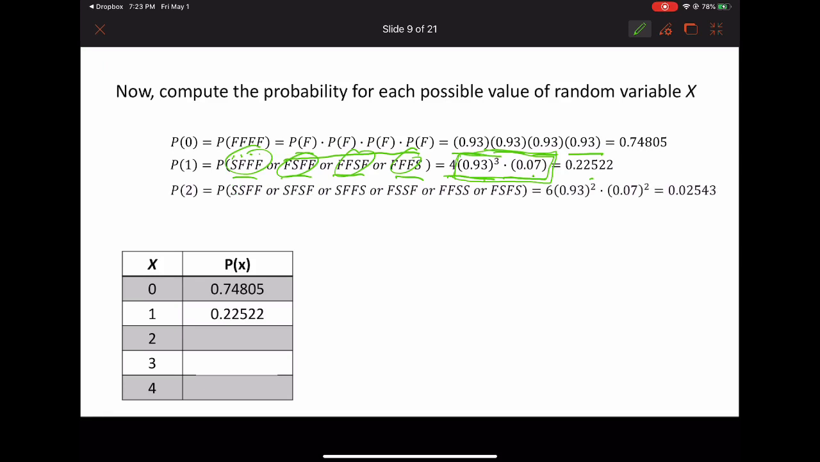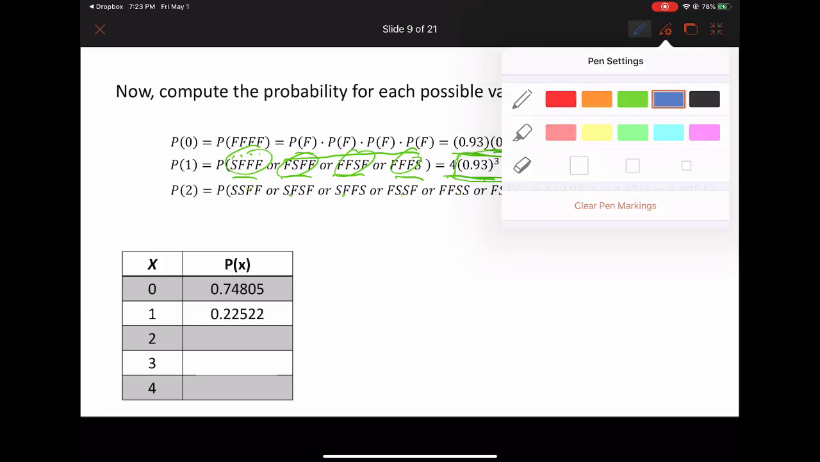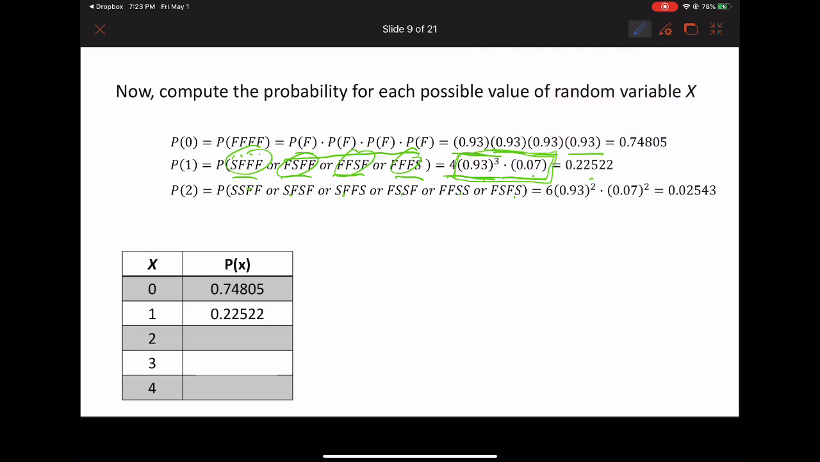So let's look at 2. So I have 1, 2, 3, 4, 5, 6. So I calculated the probability of 2 successes and 2 failures, 0.93 squared and 0.07 squared. Then I multiplied it by 6. And I just did the other 2. So this is my probability distribution table. This is how I can determine the probability for the random variable x for each of these outcomes.